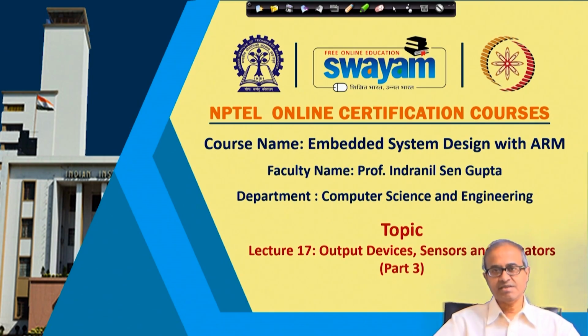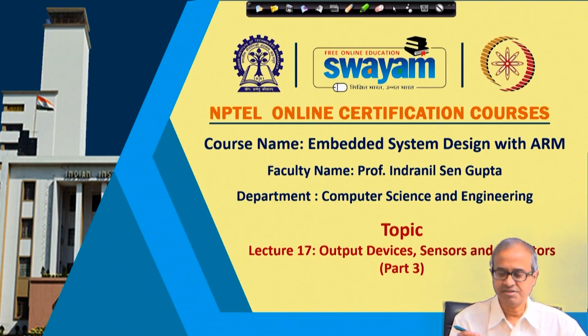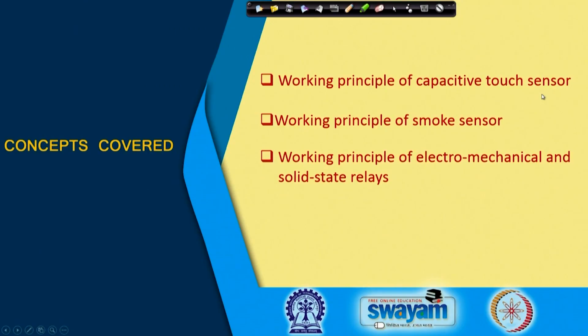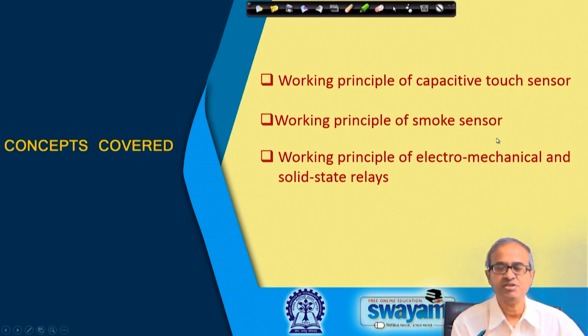On sensors and actuators. In this lecture we shall be talking about some more kinds of sensors and also actuators. Specifically, we shall be talking about the capacitive touch sensor as an input device, and the smoke sensor, also an input device. You can sense whether there is smoke, a particular kind of smoke or gas, and then we shall be talking about relays, the different kinds of relays.